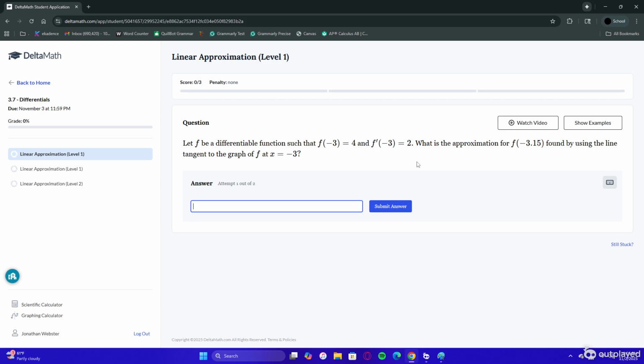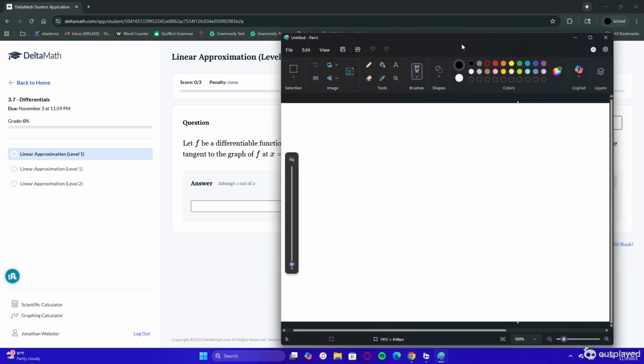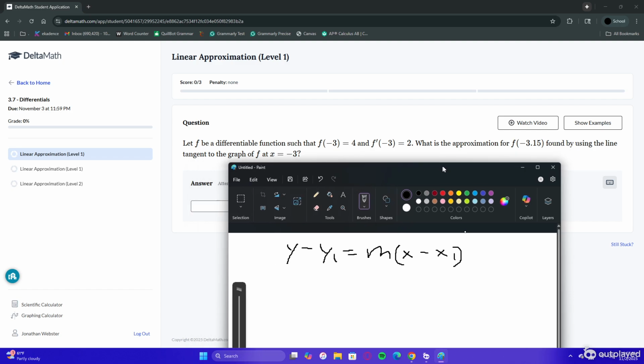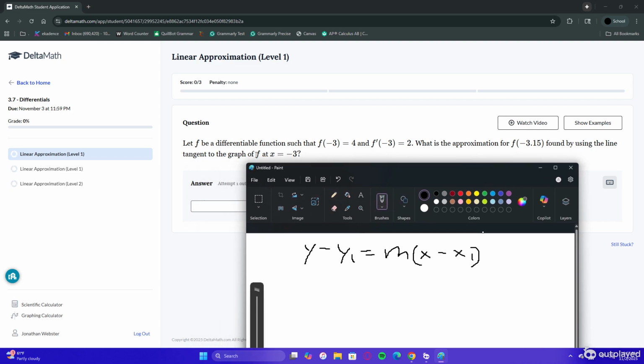So using this we had to find an approximation for f of -3.15 by using the tangent line of the graph at f. So what that basically means is that we have to use the tangent line, which is y minus y1 equals m times x minus x1, and they give us the point. It's at -3 comma 4, and they give us the slope at -3, which is 2.